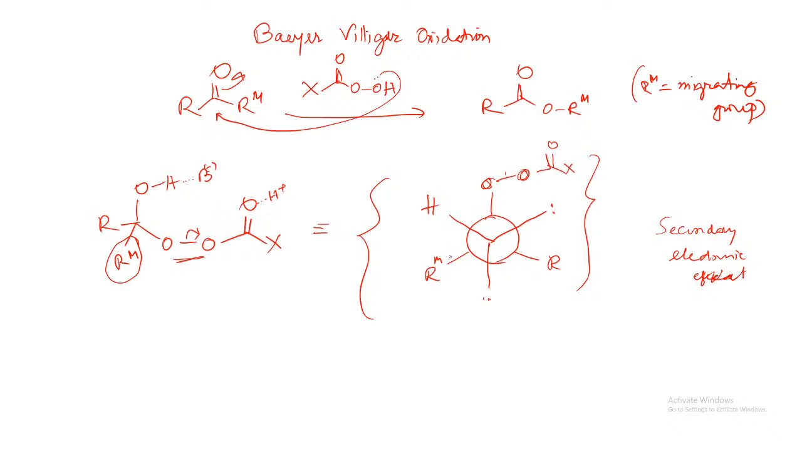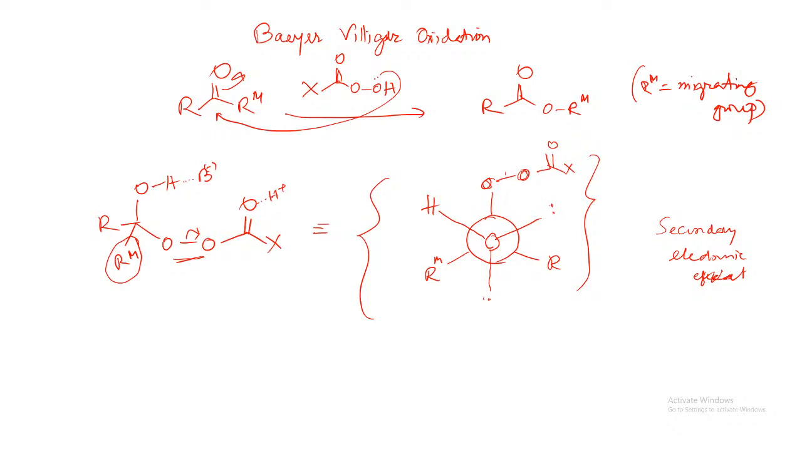And also your Rm should be antiperiplanar to one of the lone pairs of the oxygen. So this is oxygen, and behind is carbon. So this oxygen-carbon bond we are looking at. Oxygen has one hydrogen and two lone pairs, and this carbon has R, Rm and this one. So this has been drawn like this.